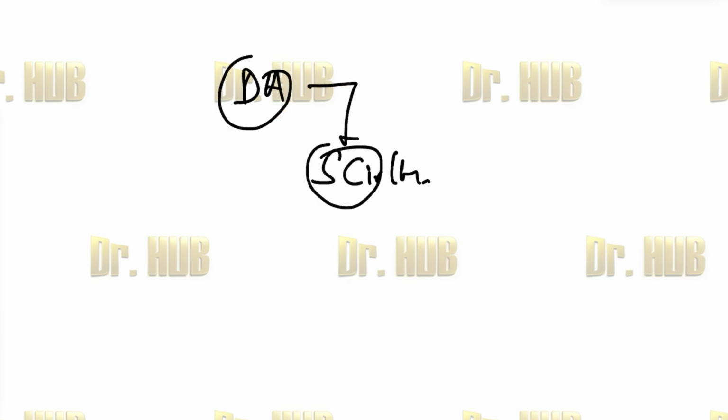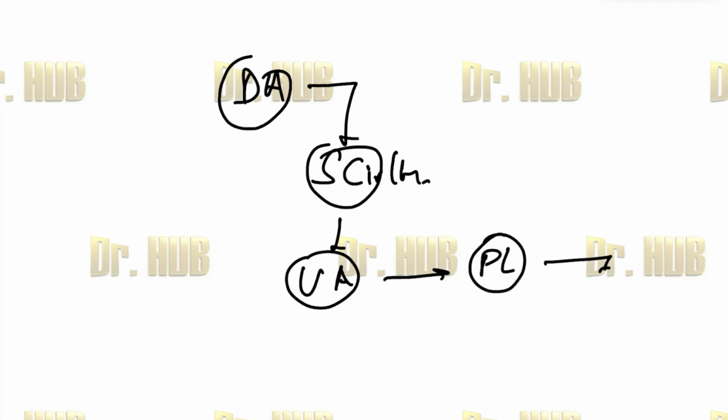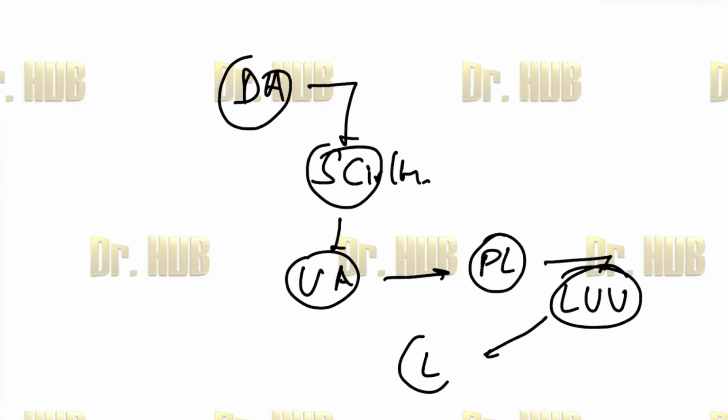From the systemic circulation, it goes to the umbilical arteries, then moves on to the placenta, then moves on to the left umbilical vein, LUV. From the LUV, it moves on to the L, that is the liver, and also the V, that is the ductus venosus.